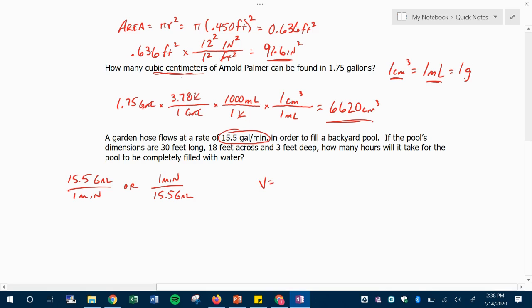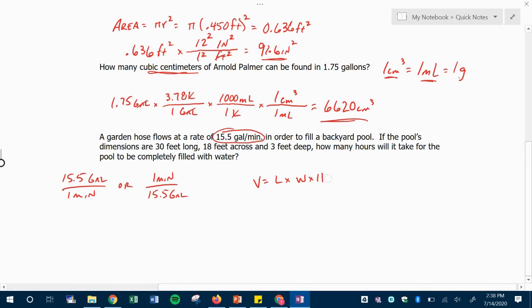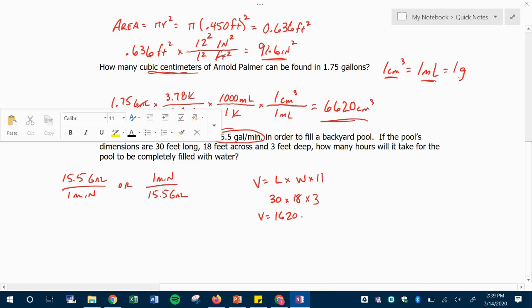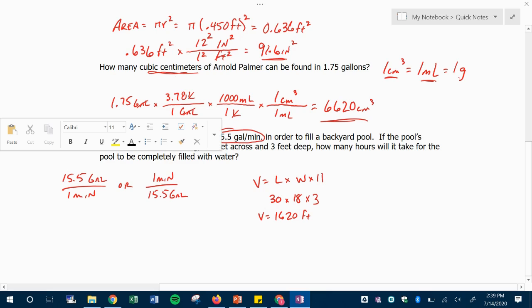If we start with the dimensions of our pool, we can take those three and get a volume of our pool. So we're going to start with that as the length times width times the height. And so this would be 30 times 18 times 3. And for this one, we're going to ignore the sig fig rules for a minute. But that's going to give us a volume of 1,620 cubic feet.